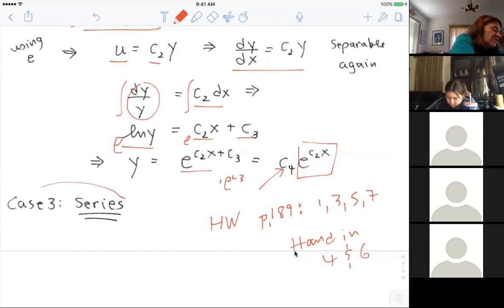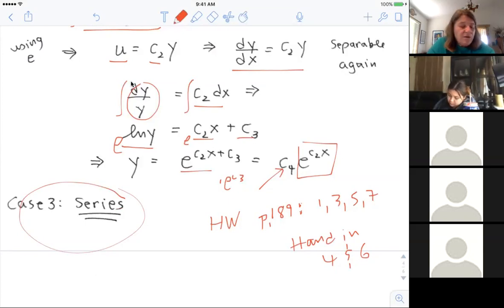The other case that you can solve nonlinear ones with is series. Not everybody in here has had series. I'm not going to even touch that, but that is in the section, so we're not going to do that. Okay, that's all I want to talk about today.